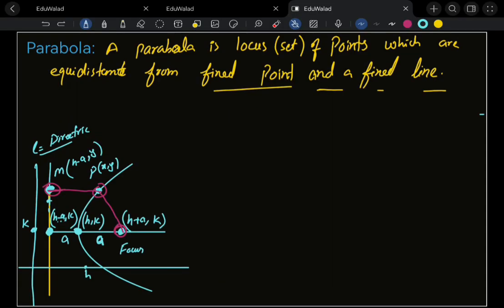So now we have all the coordinates: the focus, the center, an arbitrary point on the parabola, and the point on the directrix. Now we have to find the equation of the parabola that satisfies all the other points. Let's say we have other points on the parabola, this point, this point, this point. The equation must satisfy all these points of the parabola.